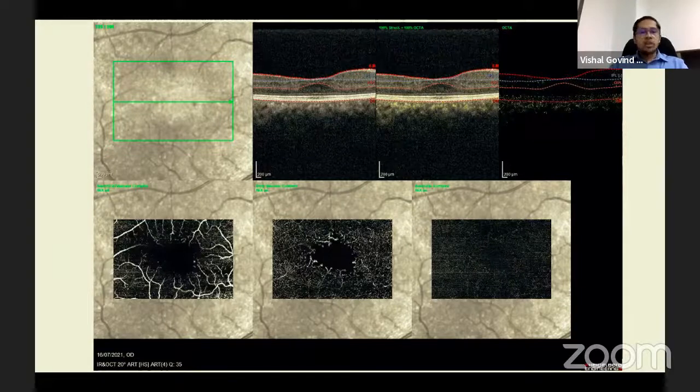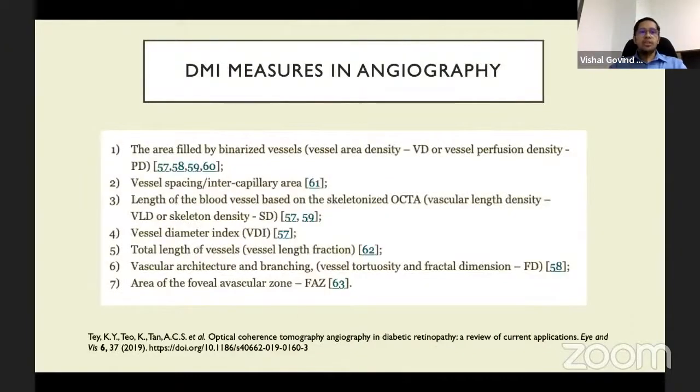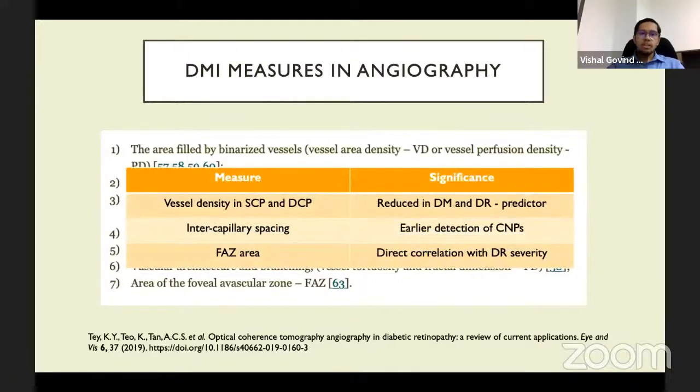Now, clinically, a lot of indices are coming in, like the vessel density, the intercapillary spacing, the fractal dimension, which tells us the complexity of the blood vessels, or the area of the foveal avascular zone, which we are routinely measuring. These are measures which we do on angiography to assess DMI, more on OCTA to be specific. When you look at the significance, vessel density in the superficial and deep capillary plexus is quite important for the diagnosis of DM. For DR, as well as just in patients with DM, it's a predictor of oncoming DR.